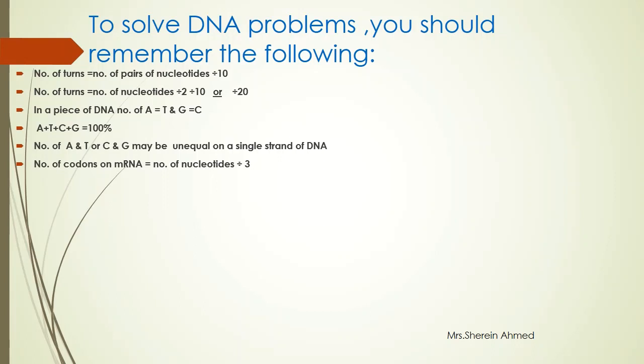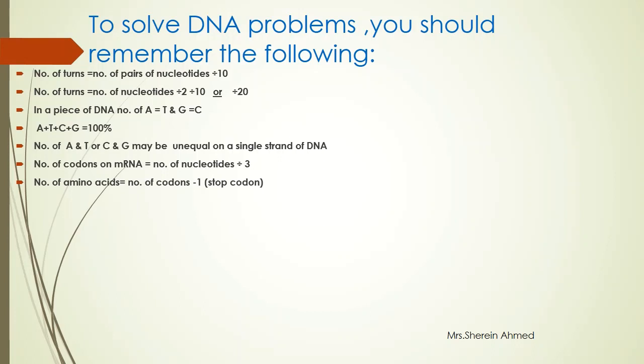Now, the third type of questions or problems will be about the part of protein synthesis and RNA types. The number of codons of messenger RNA: you know that the codon is a triplet, that means it contains 3 nucleotides. So the number of codons on messenger RNA equals the number of nucleotides divided by 3.